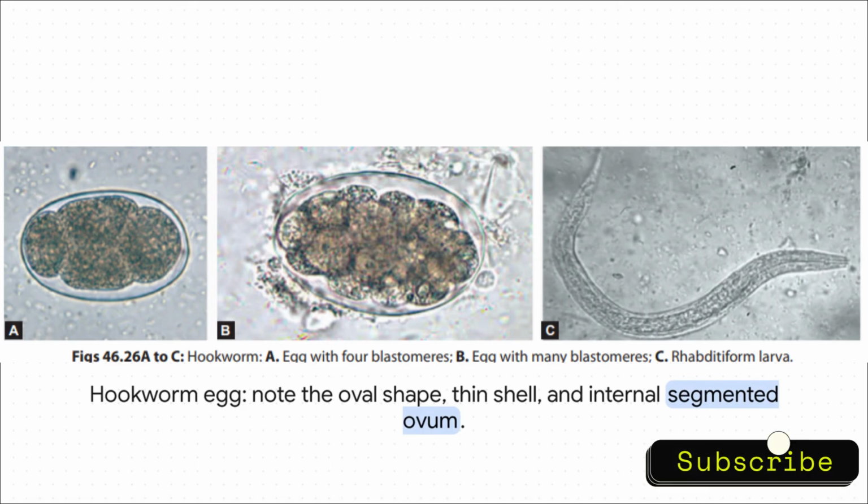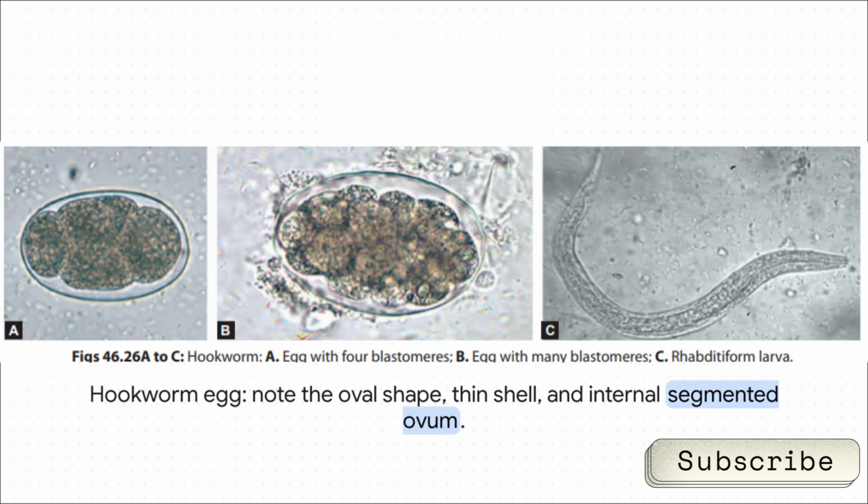Take a good look at this image. You can see those key features, right? It's oval-shaped, it's got a thin, clear shell, and inside you can see that segmented ovum, which has anywhere from 4 to 32 little blastomeres. It's a very, very distinct look.